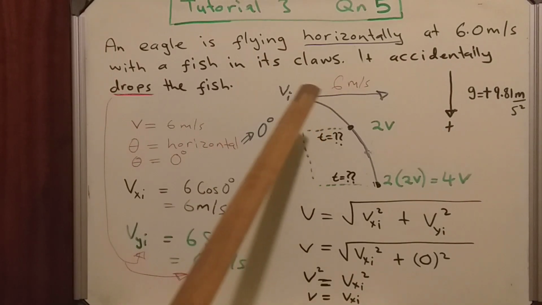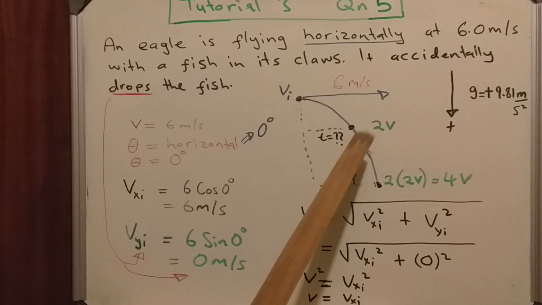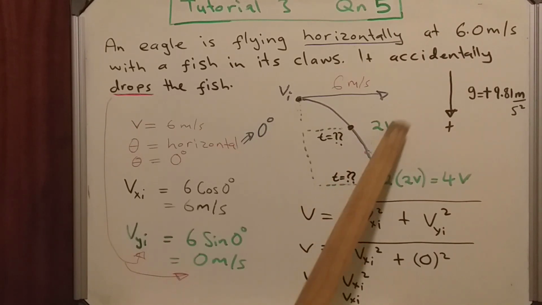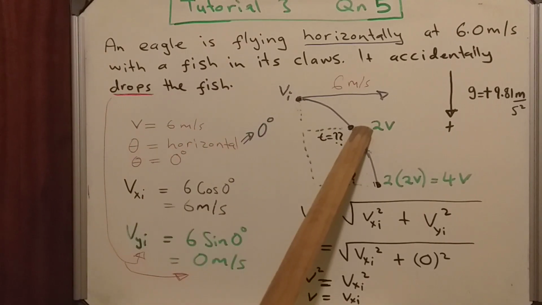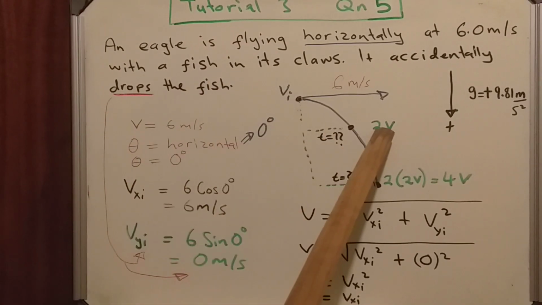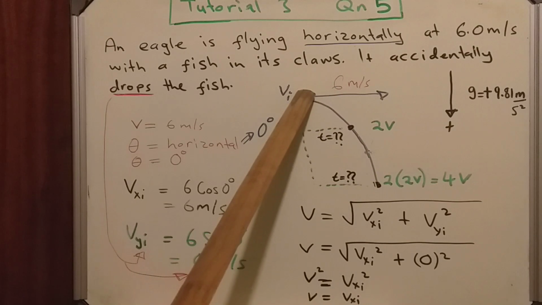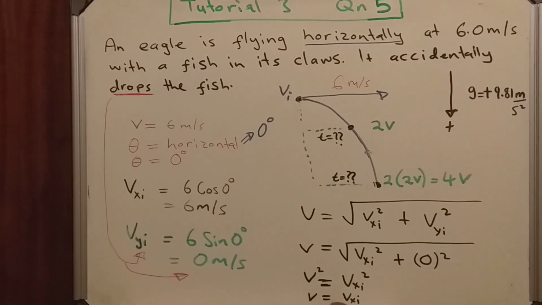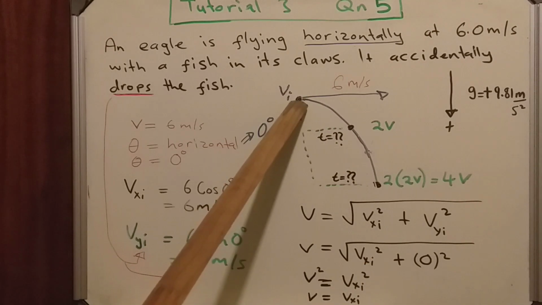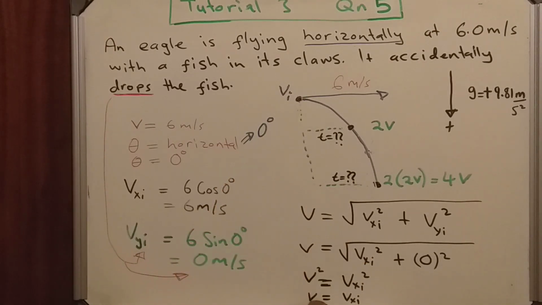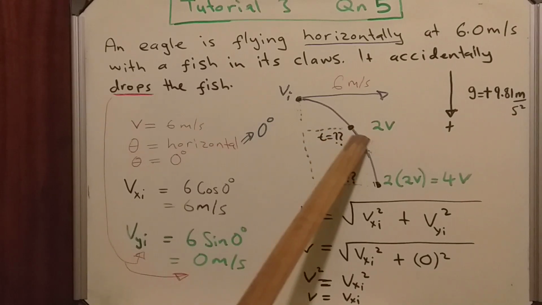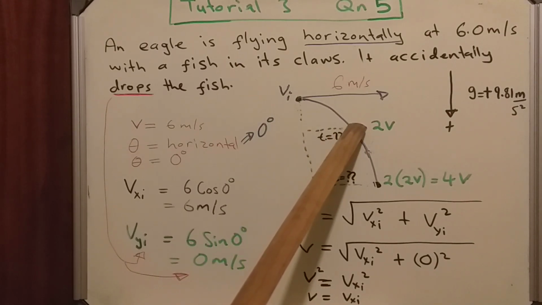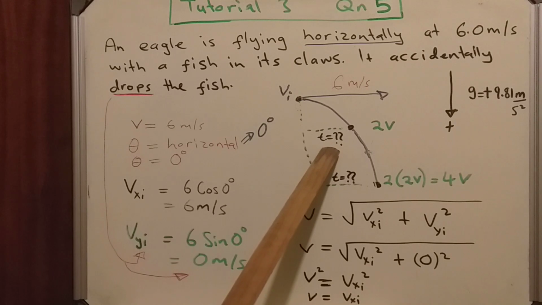So for question 5a, we want to know the time when the speed of the fish, remember v is the speed of the fish, has doubled. Initially v is equal to Vxi. So initially our speed of the fish is 6 meters per second, which is the same as the component of x. As the fish is dropping, at a certain time the speed would have doubled. We want to calculate the time for A.